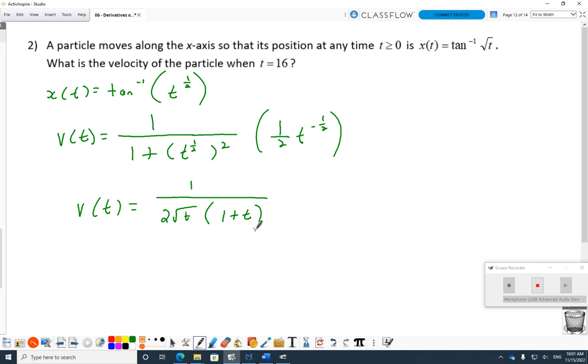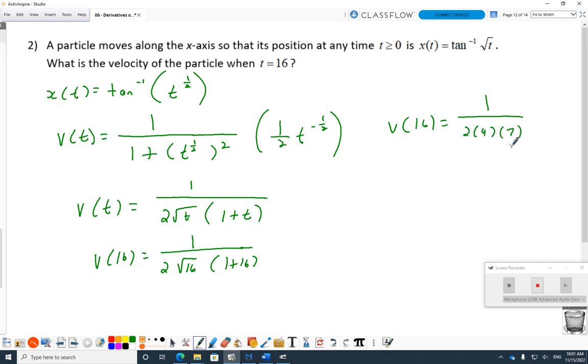They didn't want v at t in general, though. They wanted v at 16. So I get 1 over 2 root 16, 1 plus 16. V at 16 equals 1 over 2 times 4 times 17.